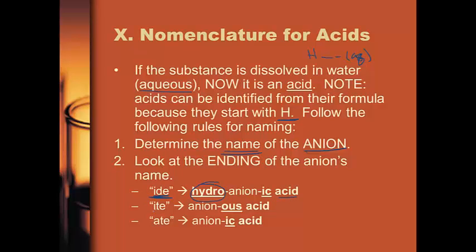If the anion is an "ite" ion, like sulfite or nitrite, then you change the "ite" to "ous", keep the anion's name the same, and add the word acid to it. If it ends in "ate", "ate" becomes "ic", don't change the anion, and then add the word acid to it.